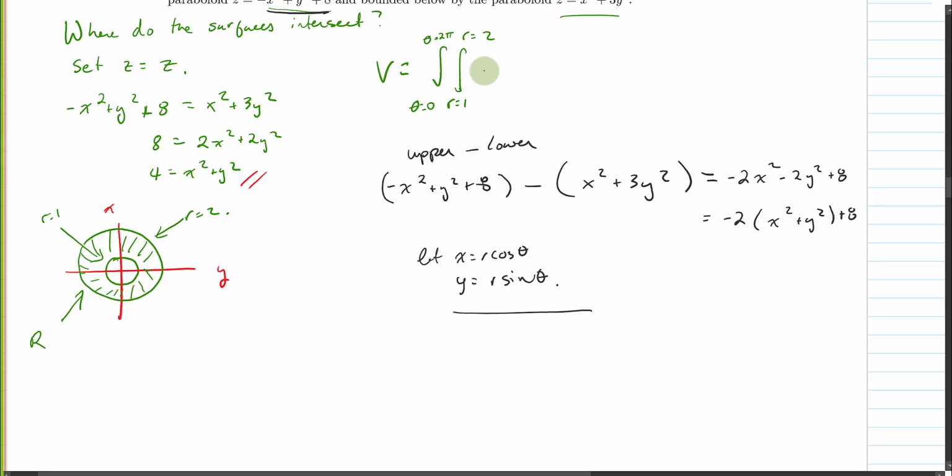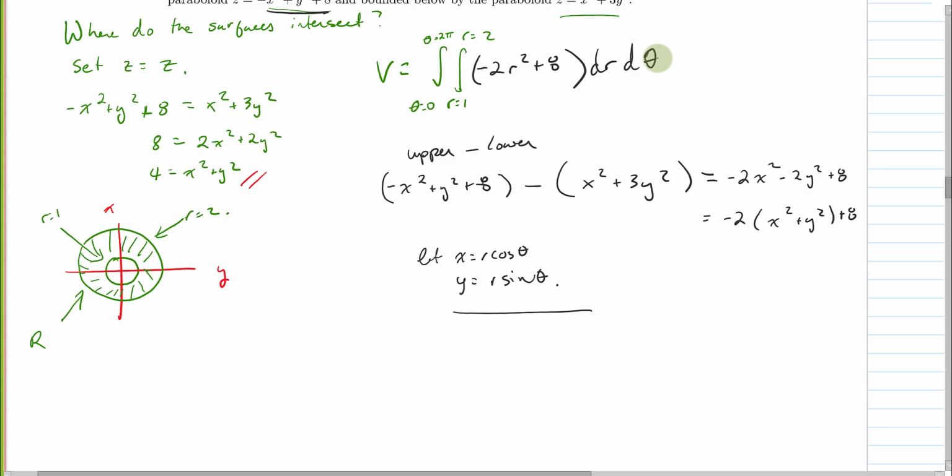Okay, so we can rewrite this as minus 2r squared plus 8, dr d theta. Is that right? Missing an r. Ah, missing that factor of r. Yeah, so talk like a pirate day or something. r dr d theta.